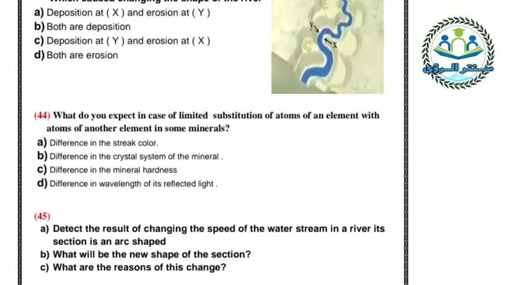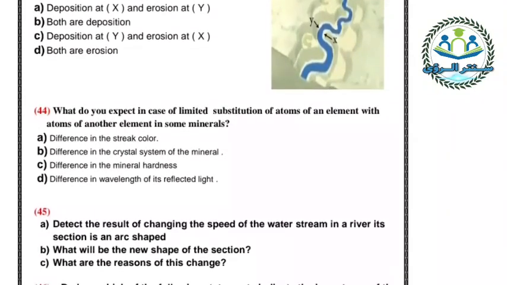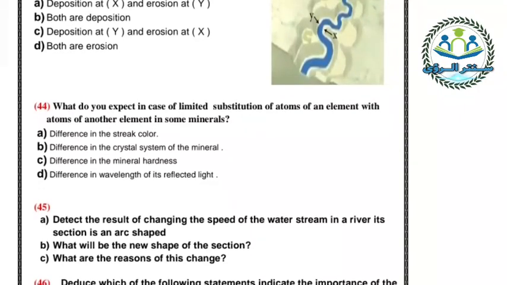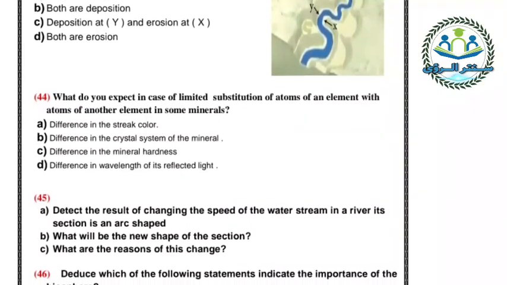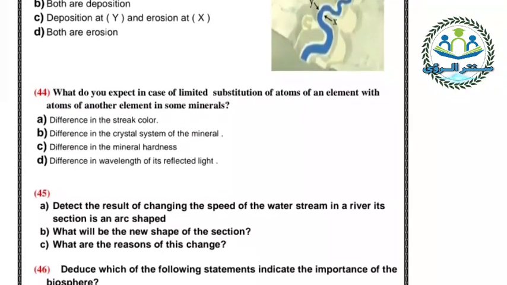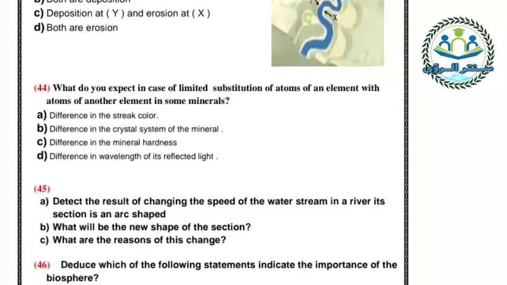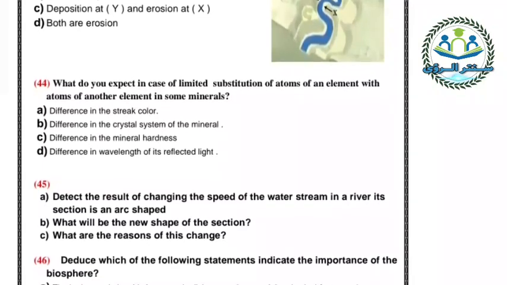45. A. Detect the result of changing the speed of the water stream in a river whose section is arc-shaped. B. What will be the new shape of the section? C. What are the reasons of this change?